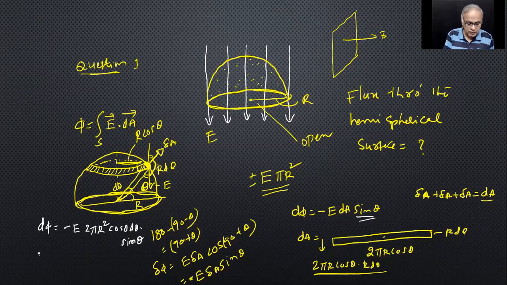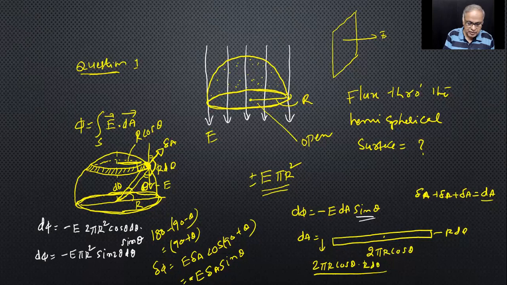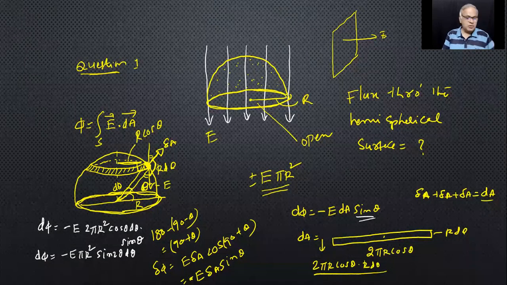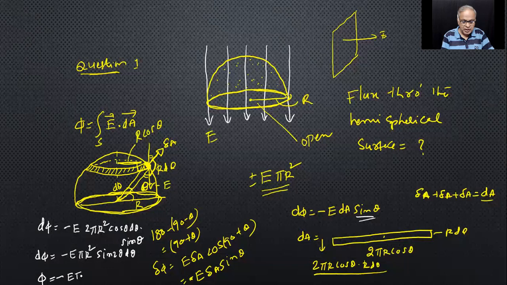So what do I get? d phi equals minus E pi R square sin 2 theta d theta. So flux through the whole hemispherical surface will be phi equals minus E into pi R square, which can be taken out as all constants, times the integral of sin 2 theta d theta, from where to where?